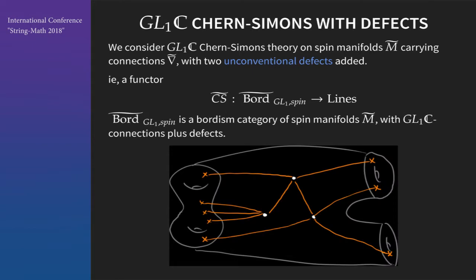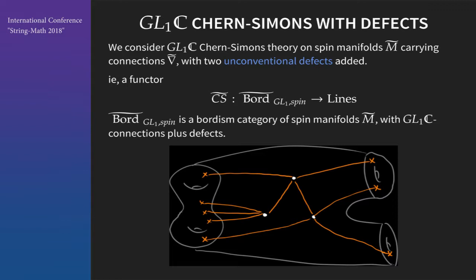Okay, so now let me move to the GL1 theory. So we're going to have an equivalence between the GLN Chern-Simons and a GL1 Chern-Simons. I have to tell you about this GL1 Chern-Simons. It's not quite exactly the conventional GL1 Chern-Simons. It's going to have two extra kinds of defects stuck in. So if I wanted to describe it in this topological field theory language, I would say it's going to be a functor from a slightly fancy cobordism category.